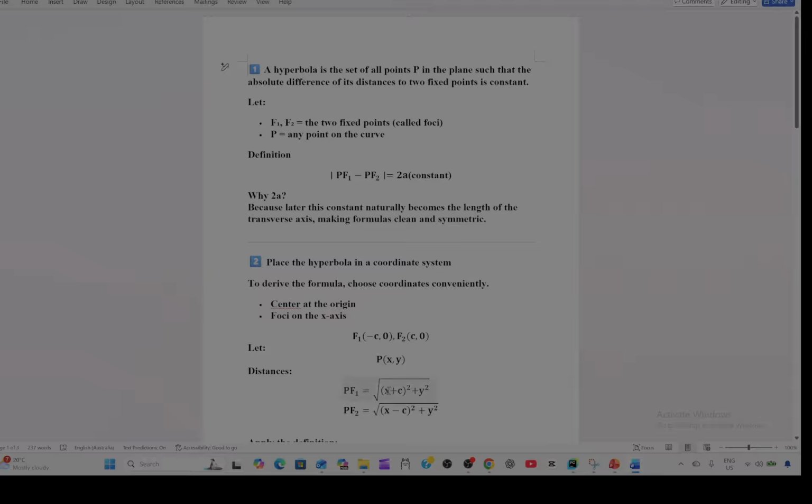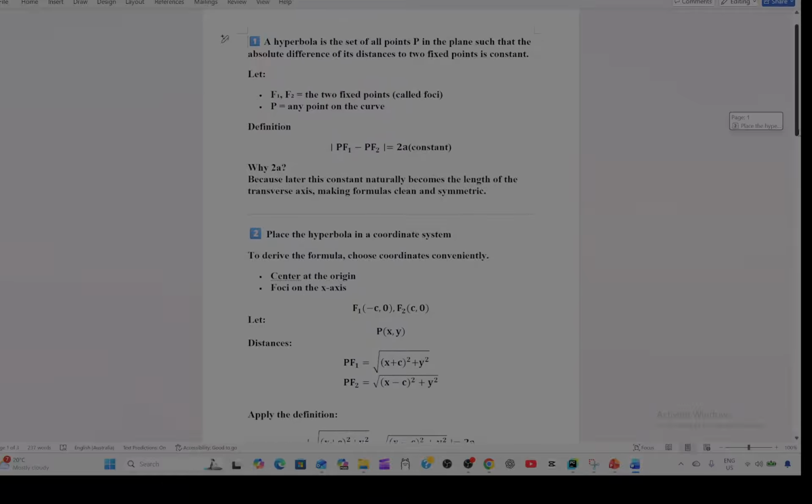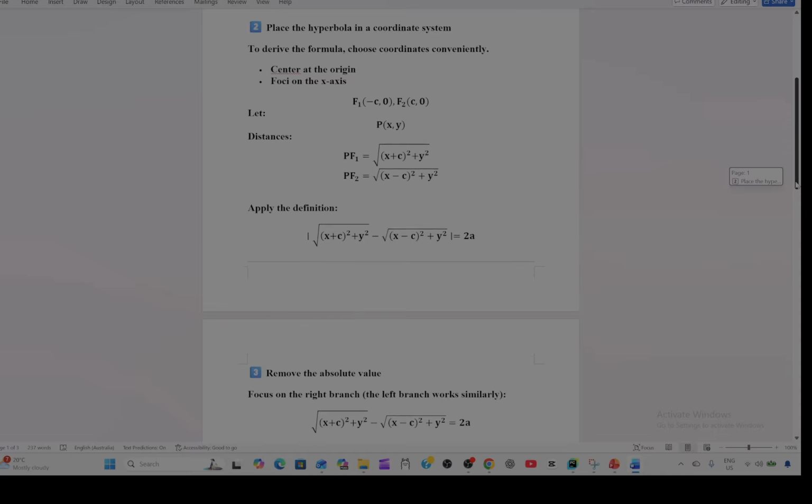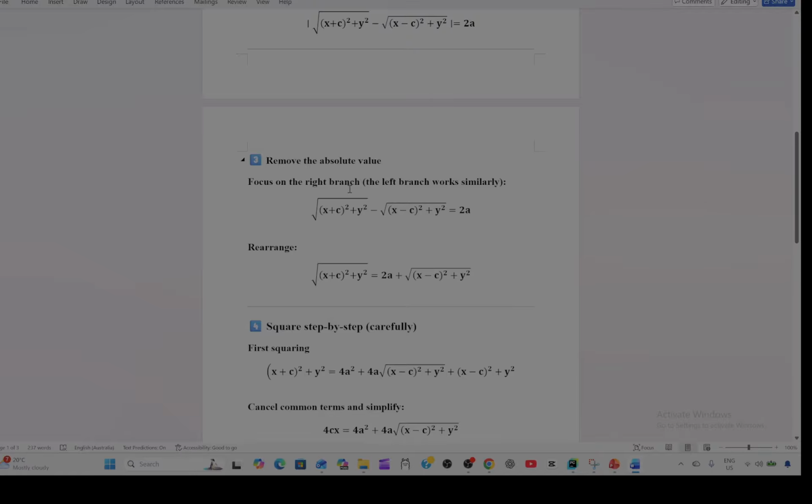If you remember, the formula is the square root of (x1 minus x2) squared plus (y1 minus y2) squared. That's the formula to calculate a distance. By the definition, the difference of the two distances is 2a, right? From this, we work out the result. We remove the absolute value, and when we remove it, we use positive on both sides. It's a mathematical convention anyway.